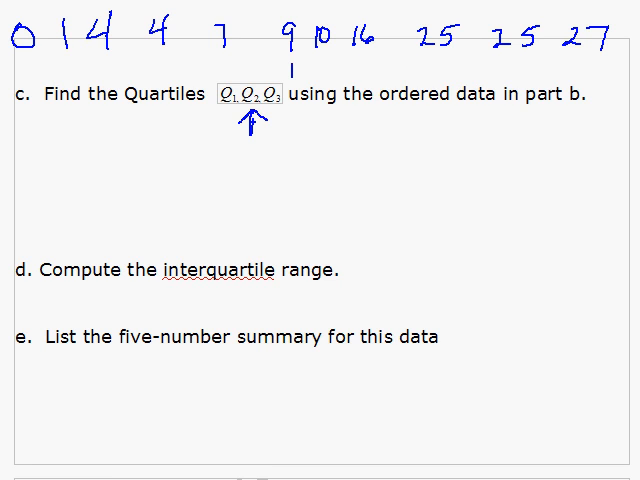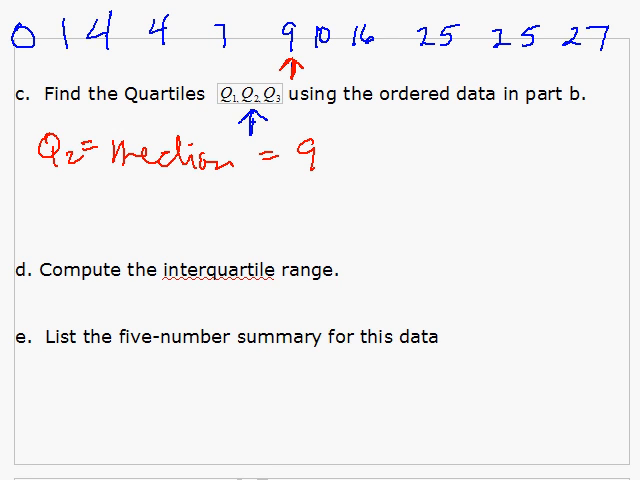And it's going to be a 9. Change color. The 9's the middle number when it's all organized like that. So here's your 9. So that's the median. So Q2 is the same as the median. In this case, it's 9.